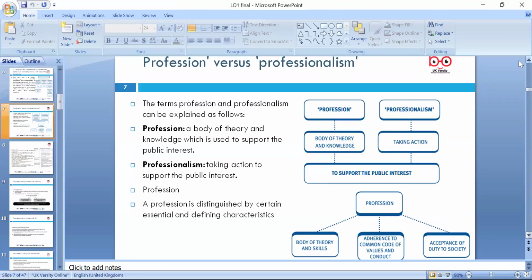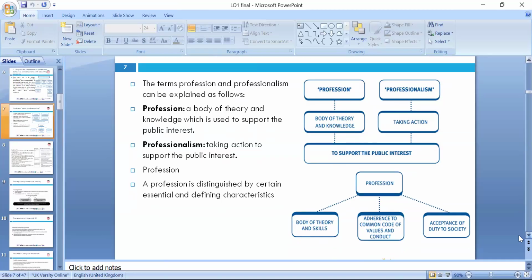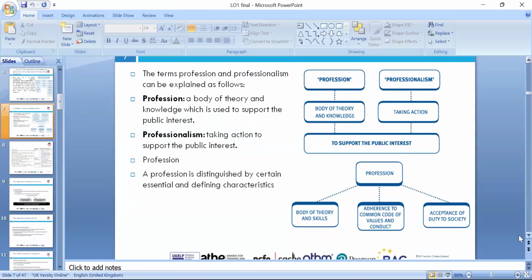Okay, so please, profession and professionalism. A profession is a body of theory or knowledge which is used to support the public interest. Any legislation can be superseded if the public interest is at stake, because the public interest is a very, very important thing, and professionalism is all about taking action to support the public interest. So we have to make sure we do our best to protect the public interest, showing all the information, following the money laundering legislation, the Bribery Act, and all.